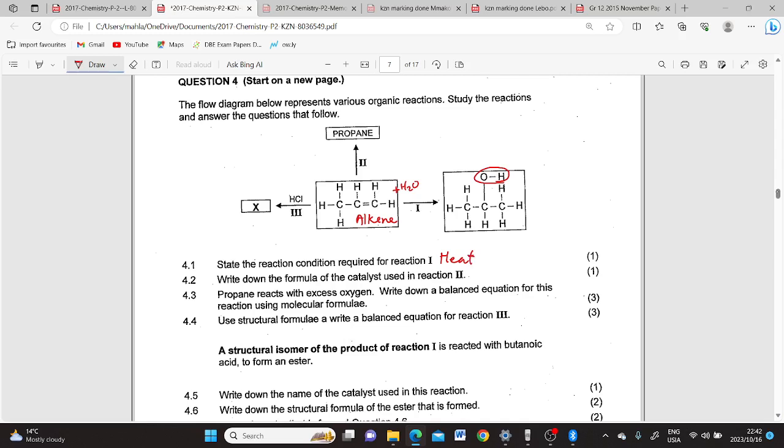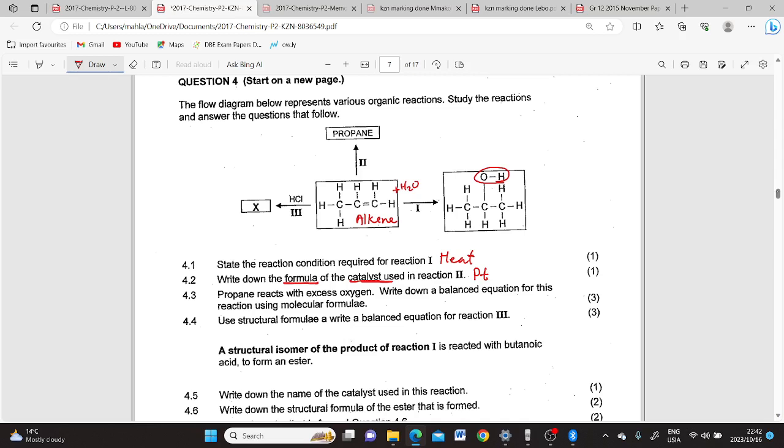Write down the formula of the catalyst used in reaction 2. Reaction 2, we're moving from alkene to propane, a simple propane. So they want the suitable catalyst. The catalyst used in this addition reaction is, they said, a formula. So please, when they say formula, write the formula. When they say name, write the name. So it's platinum, which is Pt.